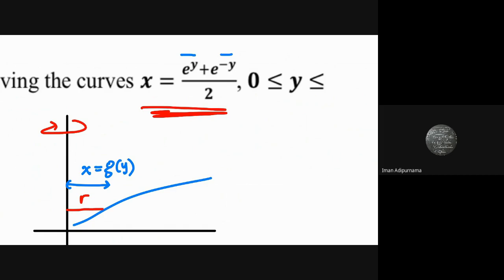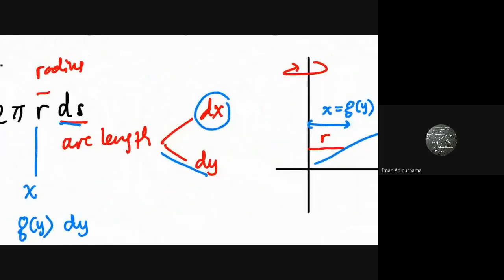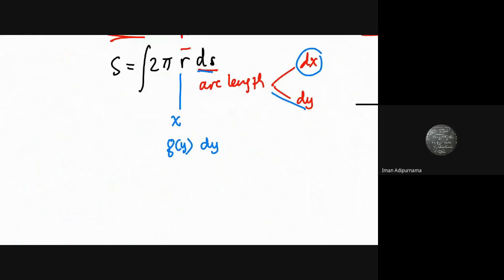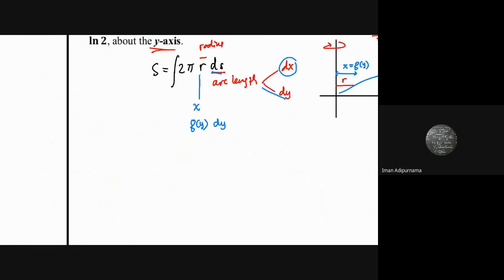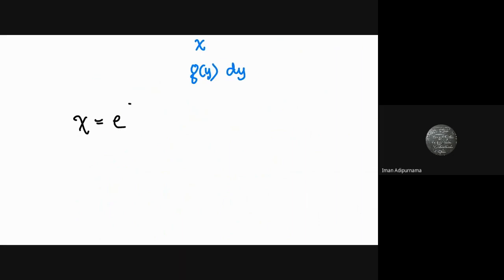If you want, you can change the y into x, and maybe you need to use some ln to convert, but I don't suggest that way. We can do fine just using dy. So let me write here: x, or the function of y, is e to the power of y plus e to the power of negative y, divided by 2, from 0 to ln 2.